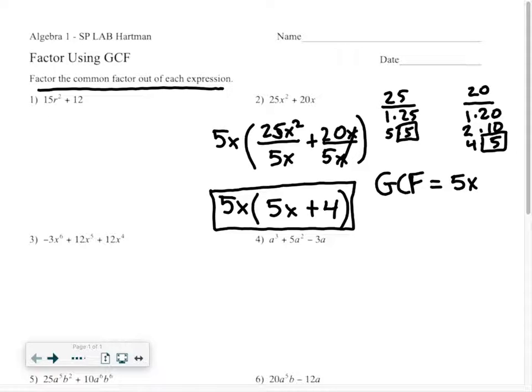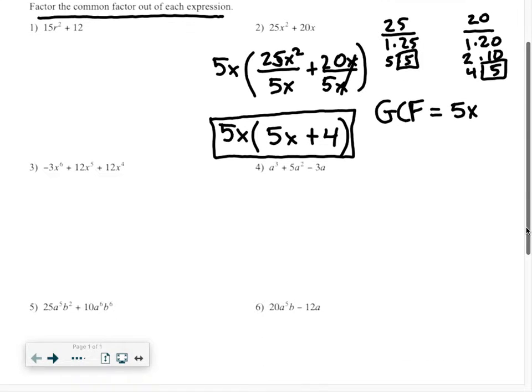These next couple are trinomials. They have one variable in both of them, so they're pretty similar problems. I think we'll tackle the one on the right, number 4. We've got a cubed plus 5a squared minus 3. The a cubed has a coefficient of 1, so we're trying to find the GCF of 1, 5, and 3. The only factors of 1 are 1 and 1, 1 and 5, and 1 and 3.